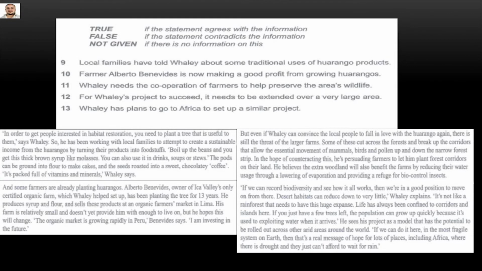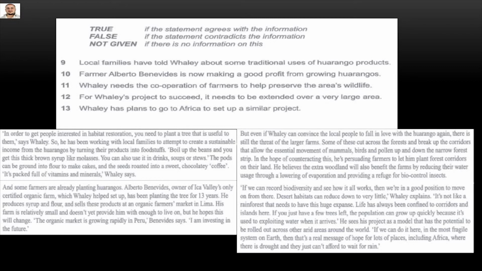The pods can be ground into flour to make cakes, and the seeds roasted into a sweet, chocolate, coffee. It's packed full of vitamins and minerals, Wally says. Okay. And some farmers are already planting algarrobos. Alberto Benavides. Let's see Alberto Benavides.